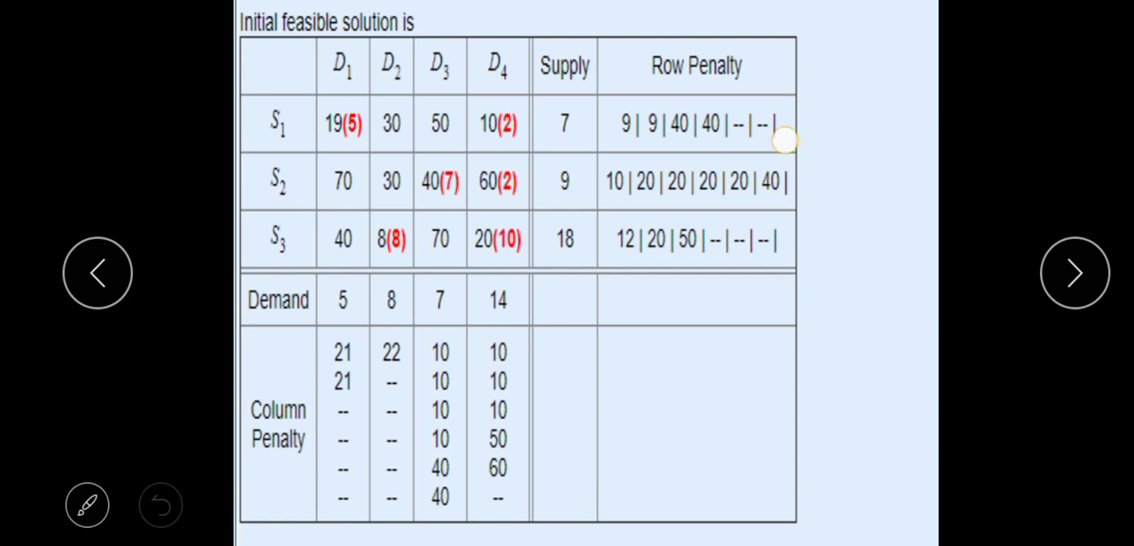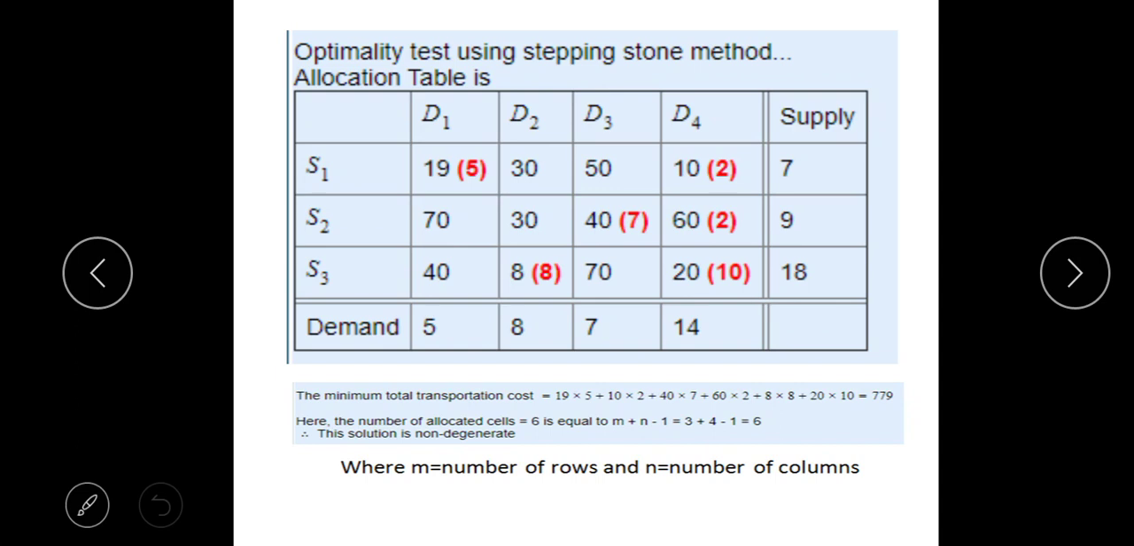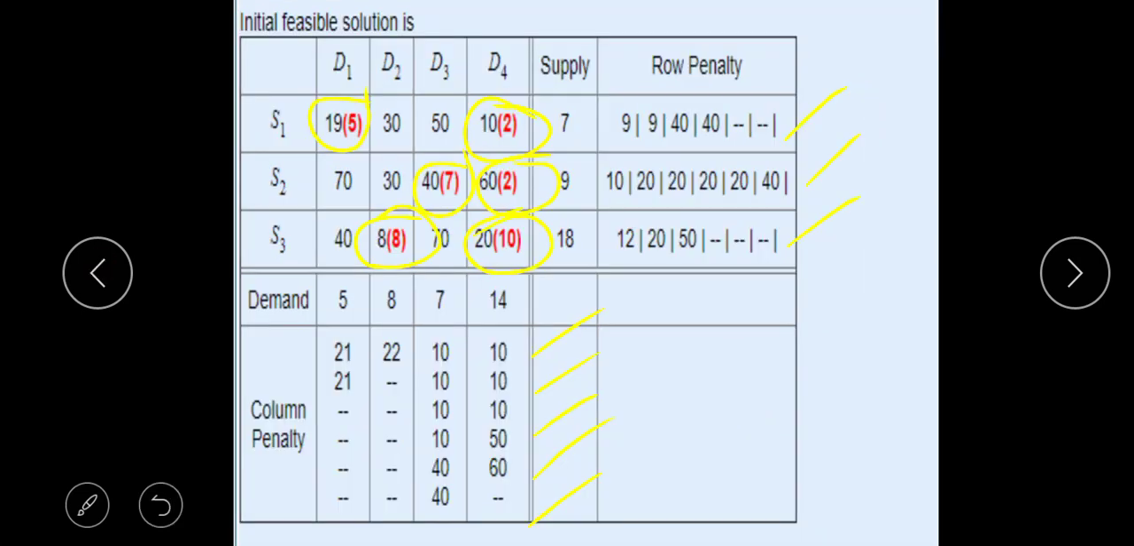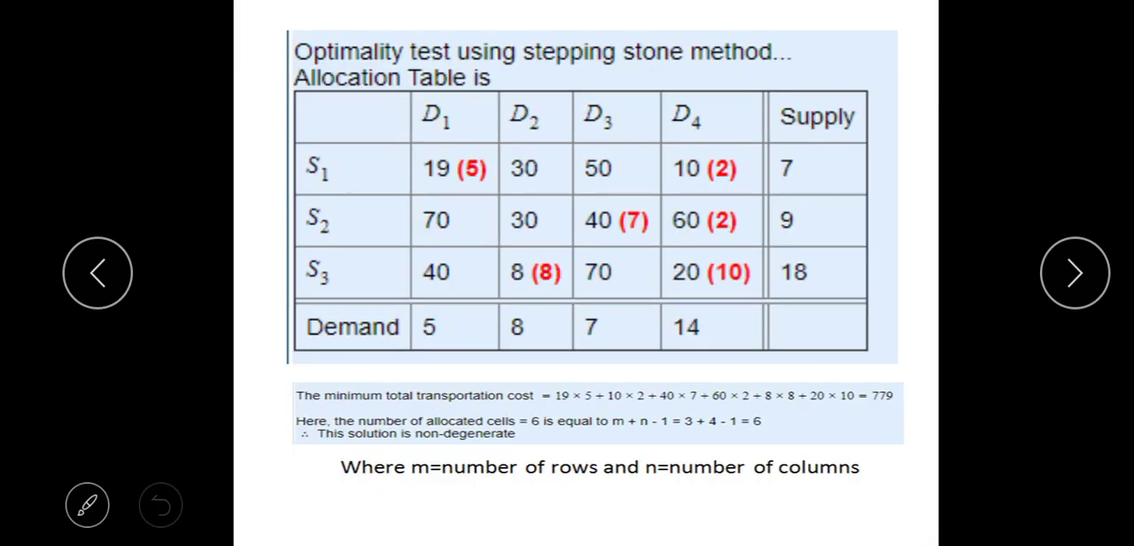So these are all the penalties that we have seen in the slides till now, and these are all the allocations that we have made. 1, 2, 3, 4, 5, 6. So totally we have made allocations for 6 cells. And now, what was the first step in case of stepping stone method? We need to find out the initial feasible solution and check for degeneracy. As per this slide, we have found out the initial feasible solution. Now we have to check for degeneracy.